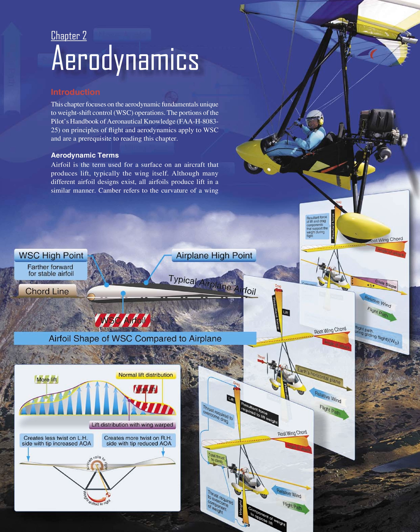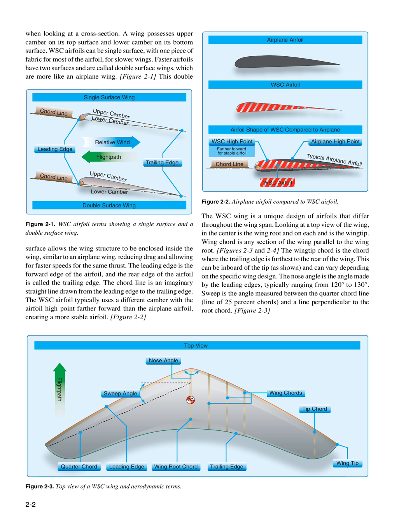Although many different airfoil designs exist, all airfoils produce lift in a similar manner. Camber refers to the curvature of a wing. When looking at a cross-section, a wing possesses upper camber on its top surface and lower camber on its bottom surface. WSC airfoils can be single surface, with one piece of fabric for most of the airfoil, for slower wings. Faster airfoils have two surfaces and are called double surface wings, which are more like an airplane wing.